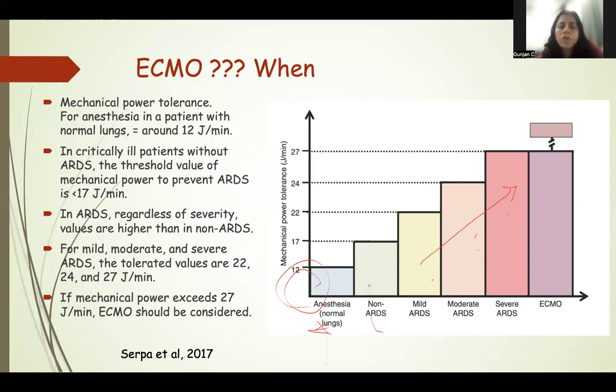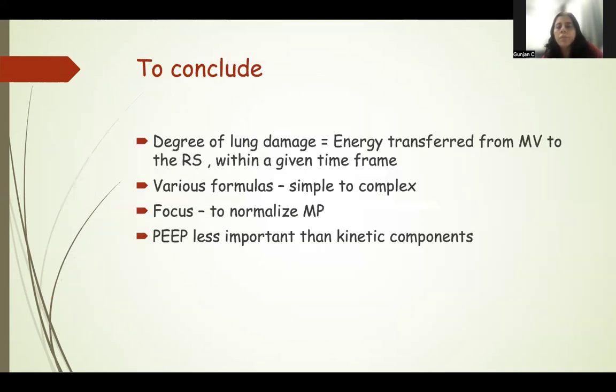And our threshold value that we need to have is less than 17. However, it also says that if your mechanical power starts exceeding 27, it is the point where ECMO needs to be considered so that we can protect the lungs and not ventilate them. Maybe proning can be considered a little earlier than this, maybe at a value of 22 itself, which further studies may define. It is very early to comment, but based on this study.